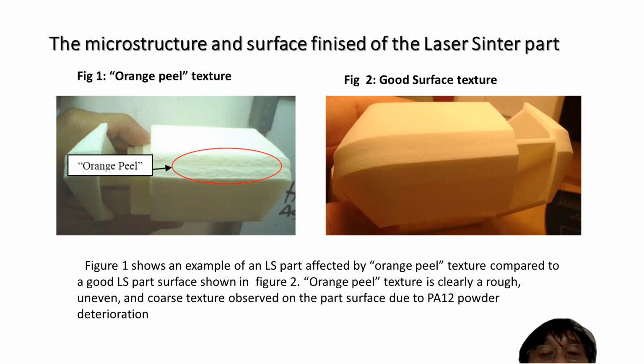One of the conclusions was that after approximately 7 to 8 builds, the properties of the processed material were so badly deteriorated that it should be fully discarded. However, the effect of orange peel texture, which affects the surface of sintered parts, was not investigated.